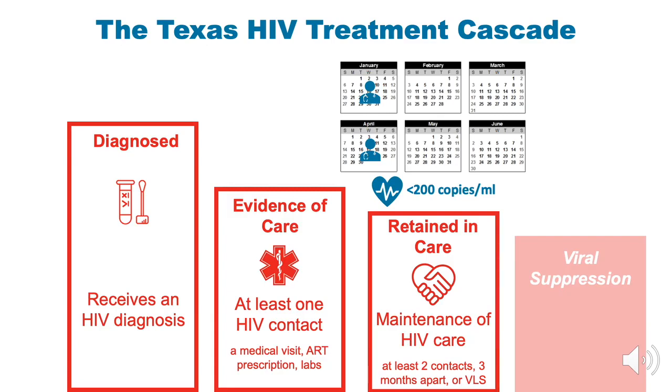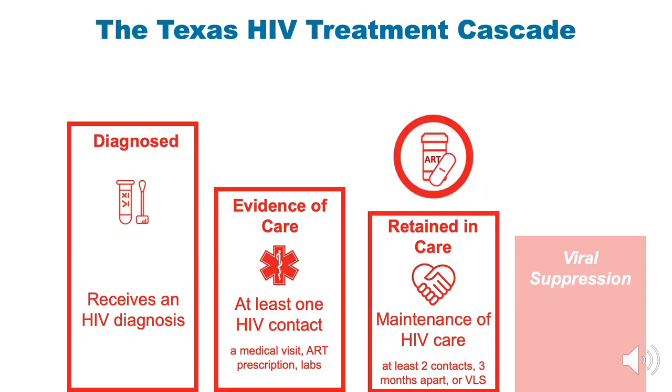Some HIV treatment cascades will have an additional bar or measure here that shows how many people received an ART prescription. When Texas has reliable data available about who has received an ART prescription, there will also be an on-ART bar or measure in our treatment cascade.